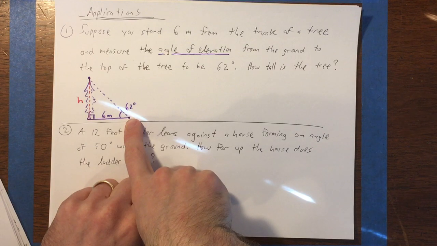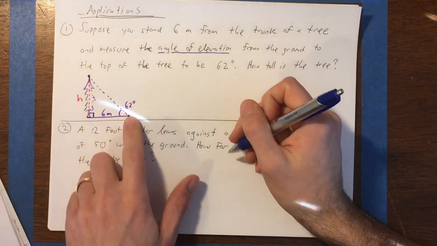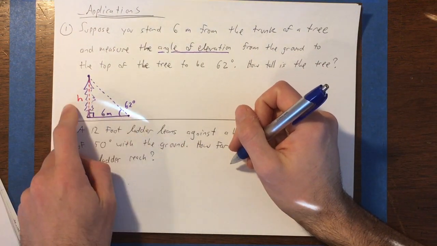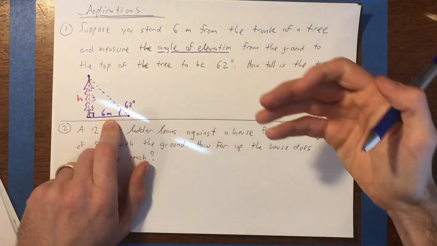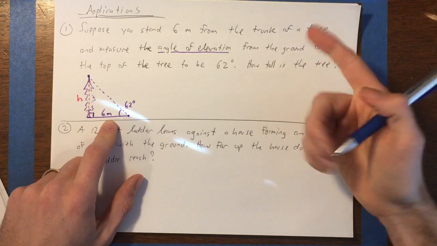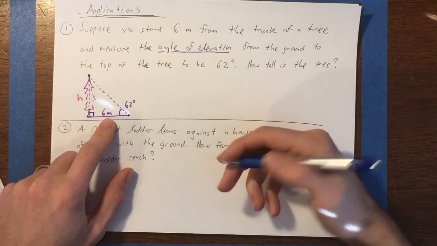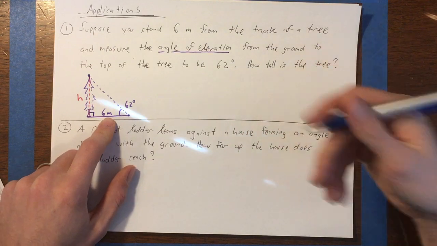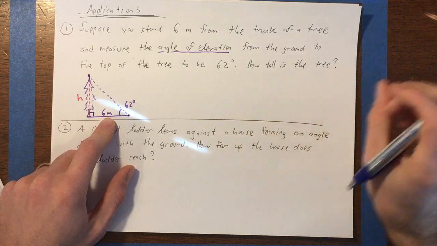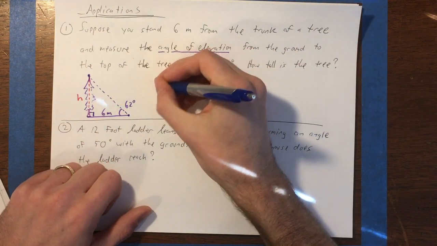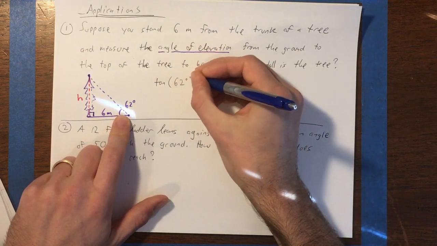So now what I can do is use a trigonometric function to solve for h. Since with respect to this angle, h is the opposite side and 6 meters is the adjacent side, I want to pick a trig function, sine, cosine, or tangent, that involves opposite and adjacent. If you've memorized SOHCAHTOA by now, or just remember it from the previous video, opposite and adjacent are involved in the tangent function. So what I'm going to write is tangent of the angle, 62 degrees.